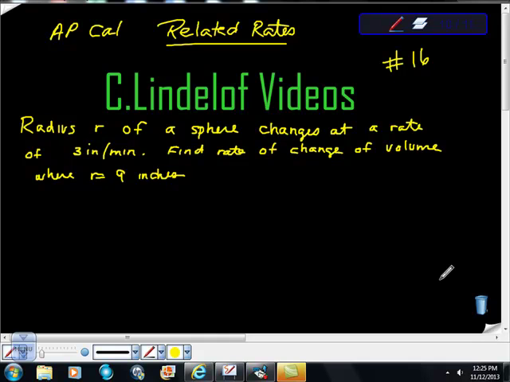The radius of a sphere changes at a rate of 3 inches per minute. Find the rate of change of volume when r is 9 inches.